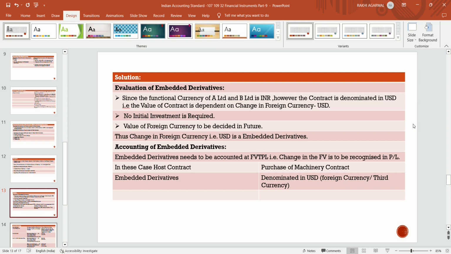In this case, the host contract is the purchase of machinery contract, and the derivative contract is the denomination in USD, because the contract is denominated in foreign currency, that is the third currency, and that third currency is a variable, dependent on the variability of the foreign currency index, the foreign currency price.